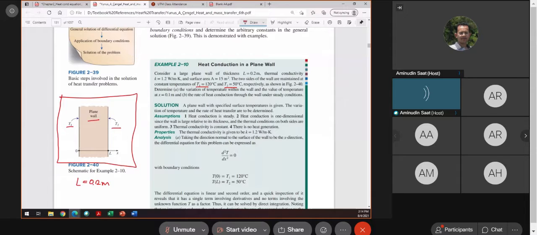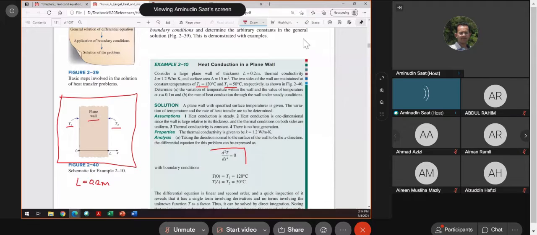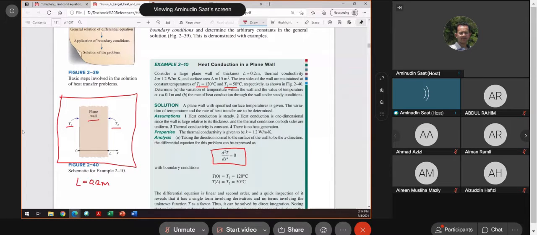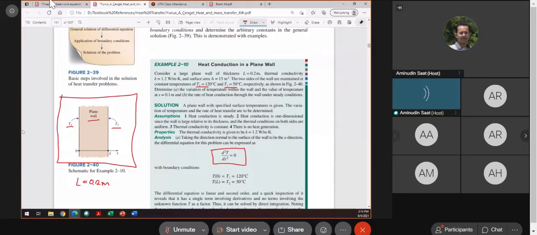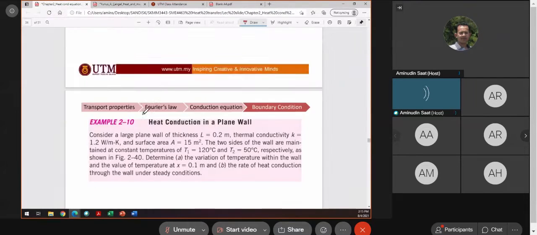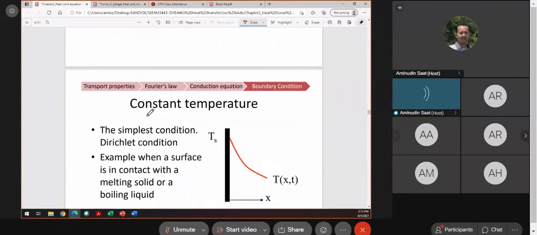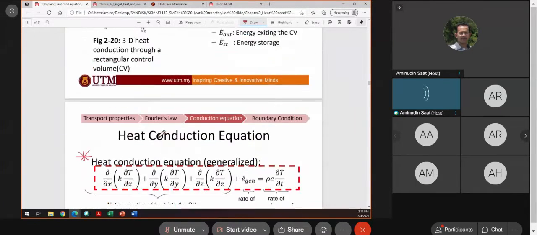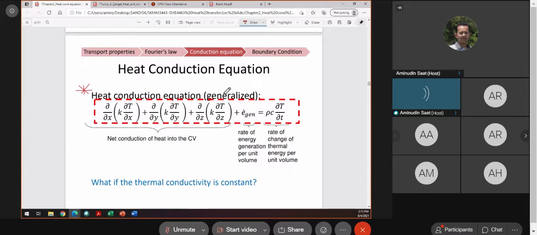In this example they just give you this equation. It's quite simple, but you might ask how this equation comes about. Originally the equation should come from this general heat conduction equation. So where is our general heat conduction equation? This is the long one, this one. This should be your general heat conduction equation.